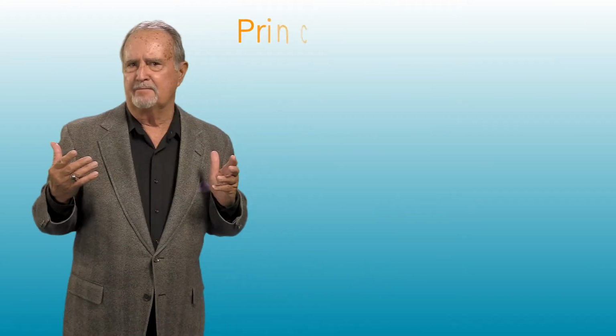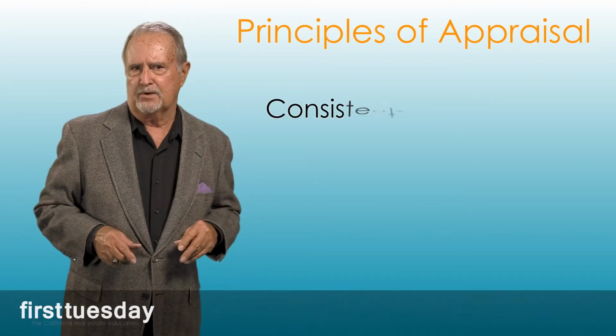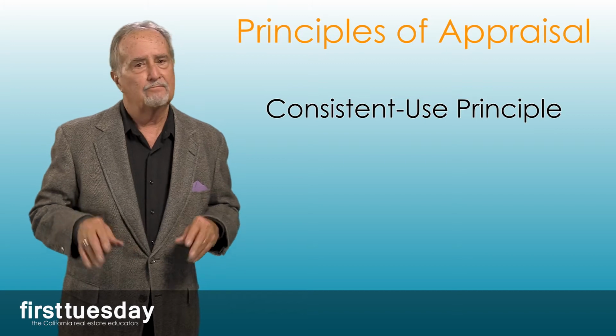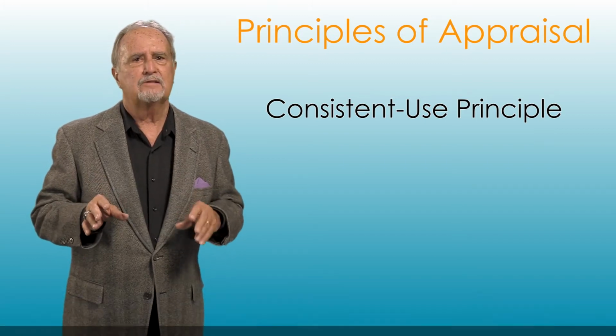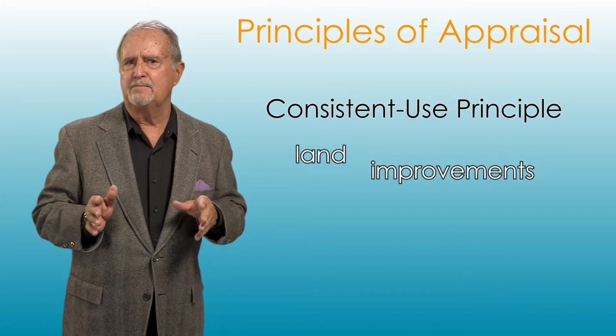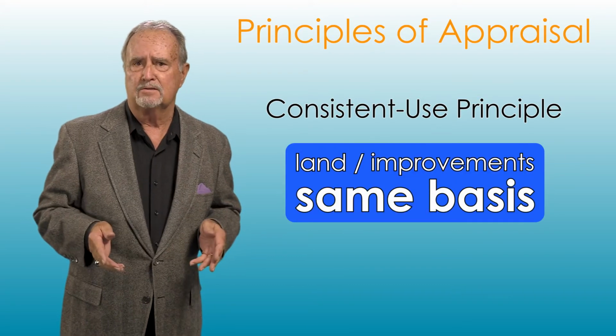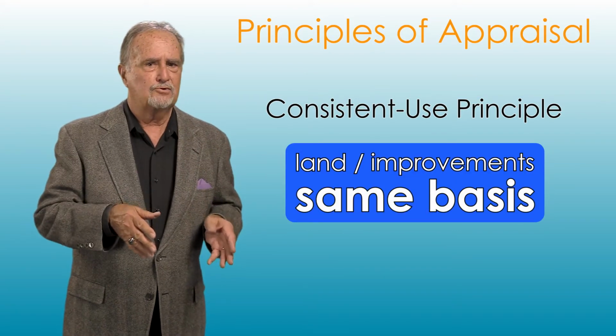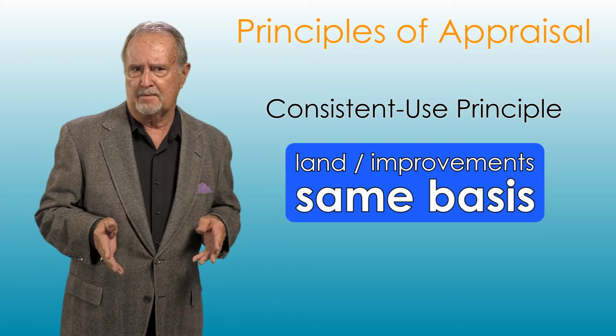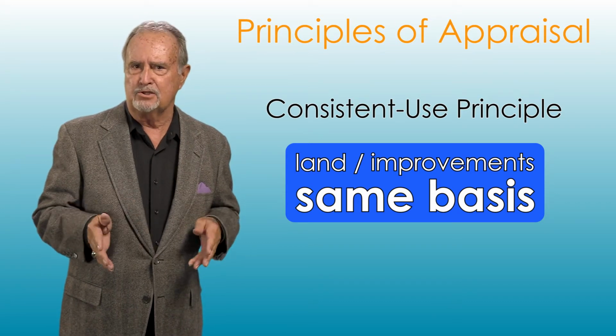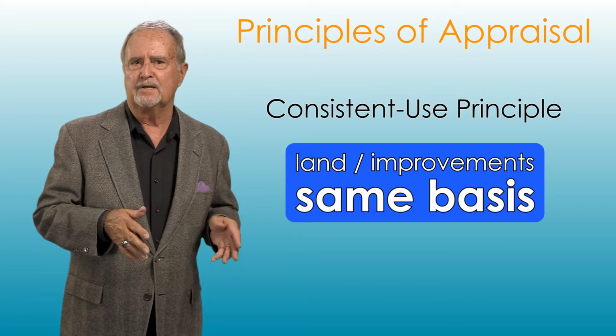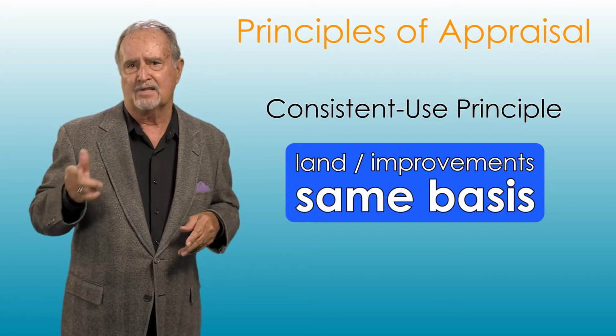Once improvements have been built, the consistent use principle comes into play. The basic concept is that land and improvements need to be valued on the same basis. When the highest and best use of land as vacant is established, the principle of consistent use holds the improvement is to be valued on that same basis.